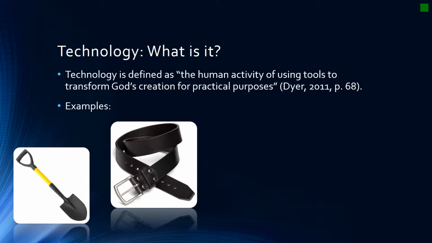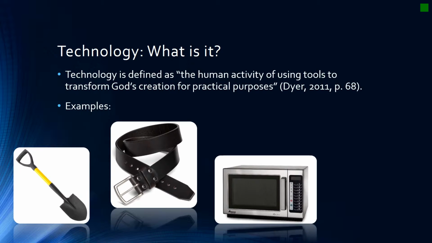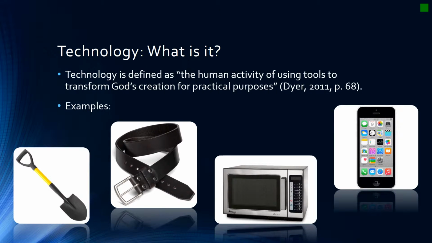We may not automatically think about these items as technology, but these are evidence of God's creation being transformed for practical purposes. Some other examples that we may think of when technology is mentioned include a microwave and a smartphone. And these are more complicated in their design and better fit into our preconceived ideas of what technology is.